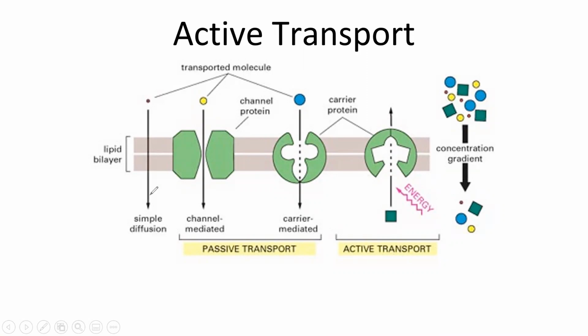So we have, first of all, simple diffusion, where you have just this particle right here, and that goes right through, this is the lipid bilayer, also known as the plasma membrane or the fluid mosaic model. So those two layers of those phospholipids that we talked about last week. So any simple diffusion molecule will just go right through the cell membrane. So that's anything like gases or small particles.